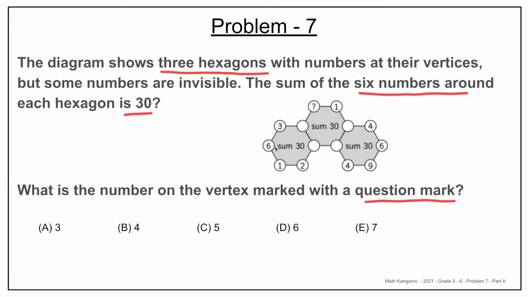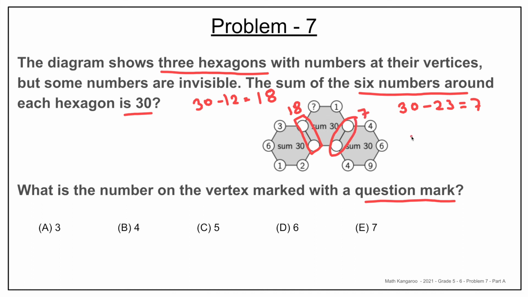So let's sum these numbers and find it out. So we have 3 plus 6, 9, 9 plus 1, 10, 10 plus 2, 12. So we have the sum of these numbers 12. Now we subtract 30 minus 12 gives us 18. So the sum of these numbers is 18. Now let's do the sum of this hexagon and find the sum of these numbers in combination. So we have 4 plus 6, 10, 10 plus 9, 19, 19 plus 4 gives us 23. 30 is the total sum. So 30 minus 23 gives us 7. The sum of these two circles in combination is 7.